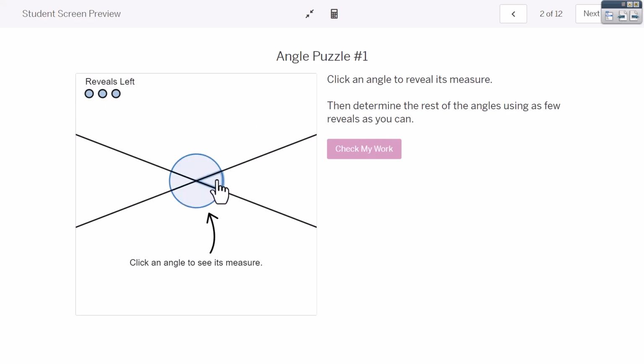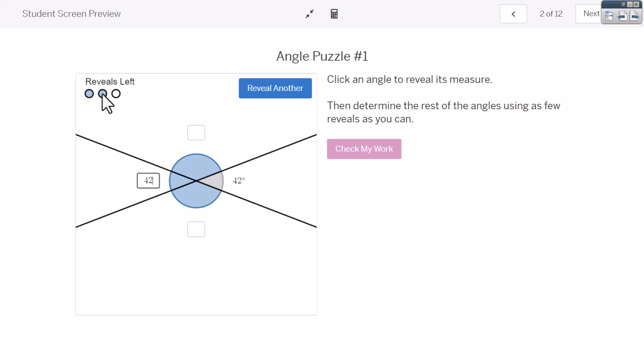using as few reveals as you can. In other words, I'm going to click on one of these angle measures just to get started. I'm told that's 42 degrees. And I know that this angle measure over here on the left must be the same because these are vertical angles. I'm going to fill that in. So I've got two of the four angles.